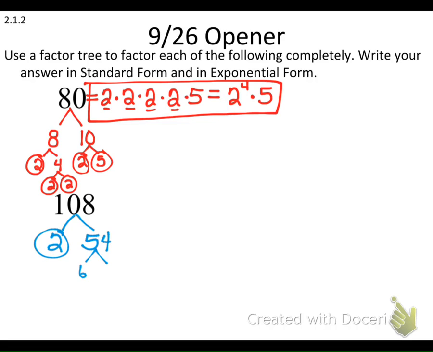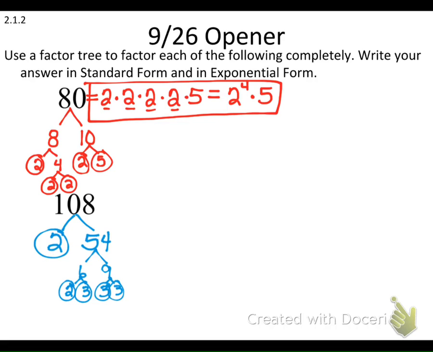So 6 times 9 will get me to 54. Then I look at my 6. 6 is a composite, so I'm going to factor that. The factors of 6 are 2 and 3. 2 and 3 are both prime numbers, so I circle them. I then move over to my 9. Two factors of 9 are going to be 3 times 3. I'm going to circle the 3's because they are prime numbers.